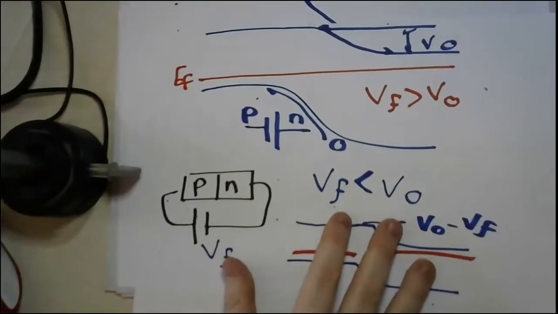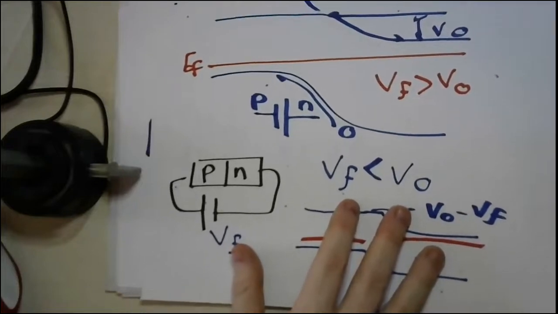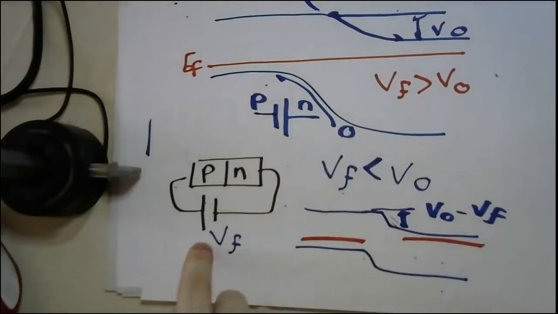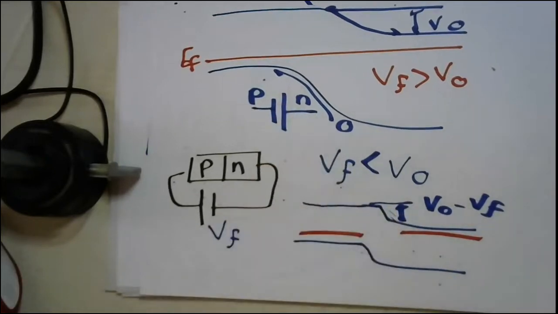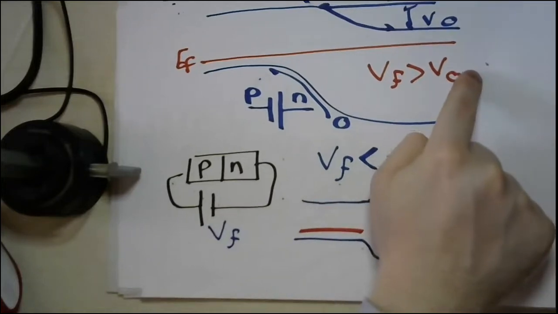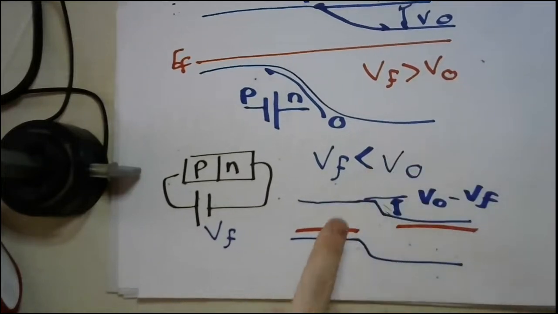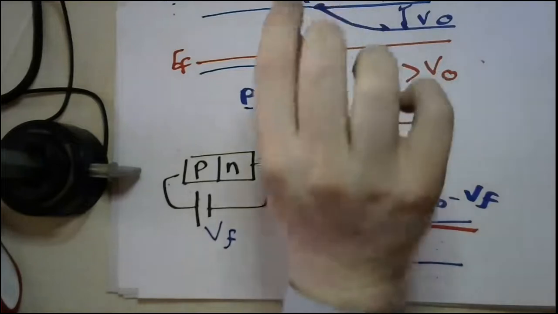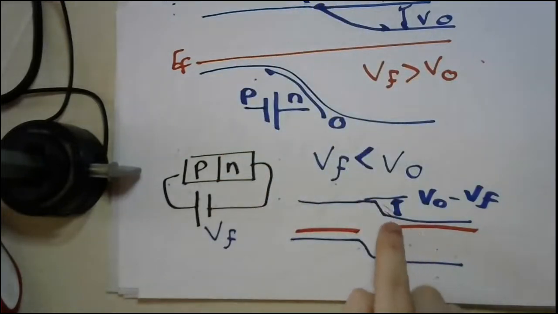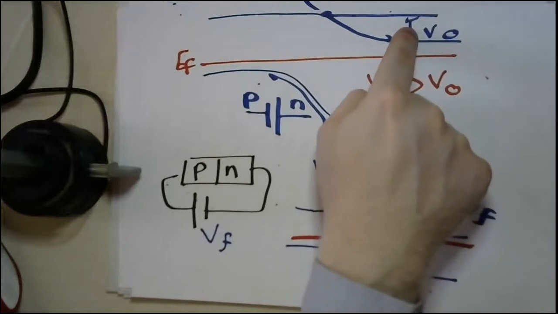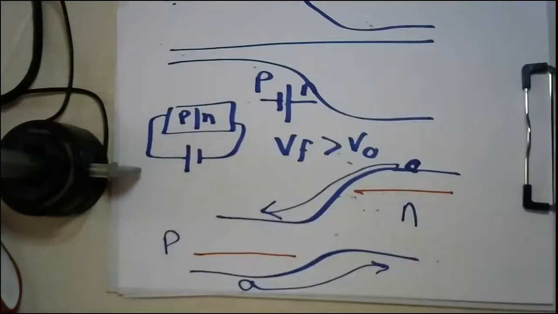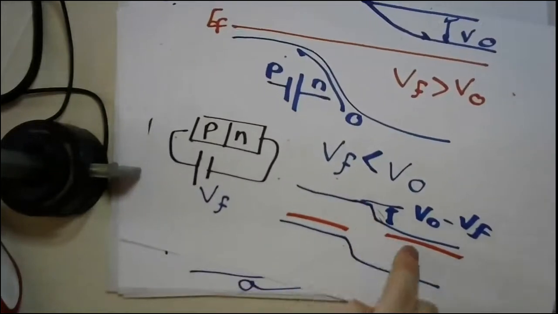Then the other condition, what if the polarity is reversed? So I have a forward bias, not a reverse bias. Here you have to ask a question: is this forward bias smaller than V node or greater than V node? If it's smaller than V node, then simply the height will shrink. So we have a total height of V node minus VF instead of a total height V node. But again, still the current is very limited.